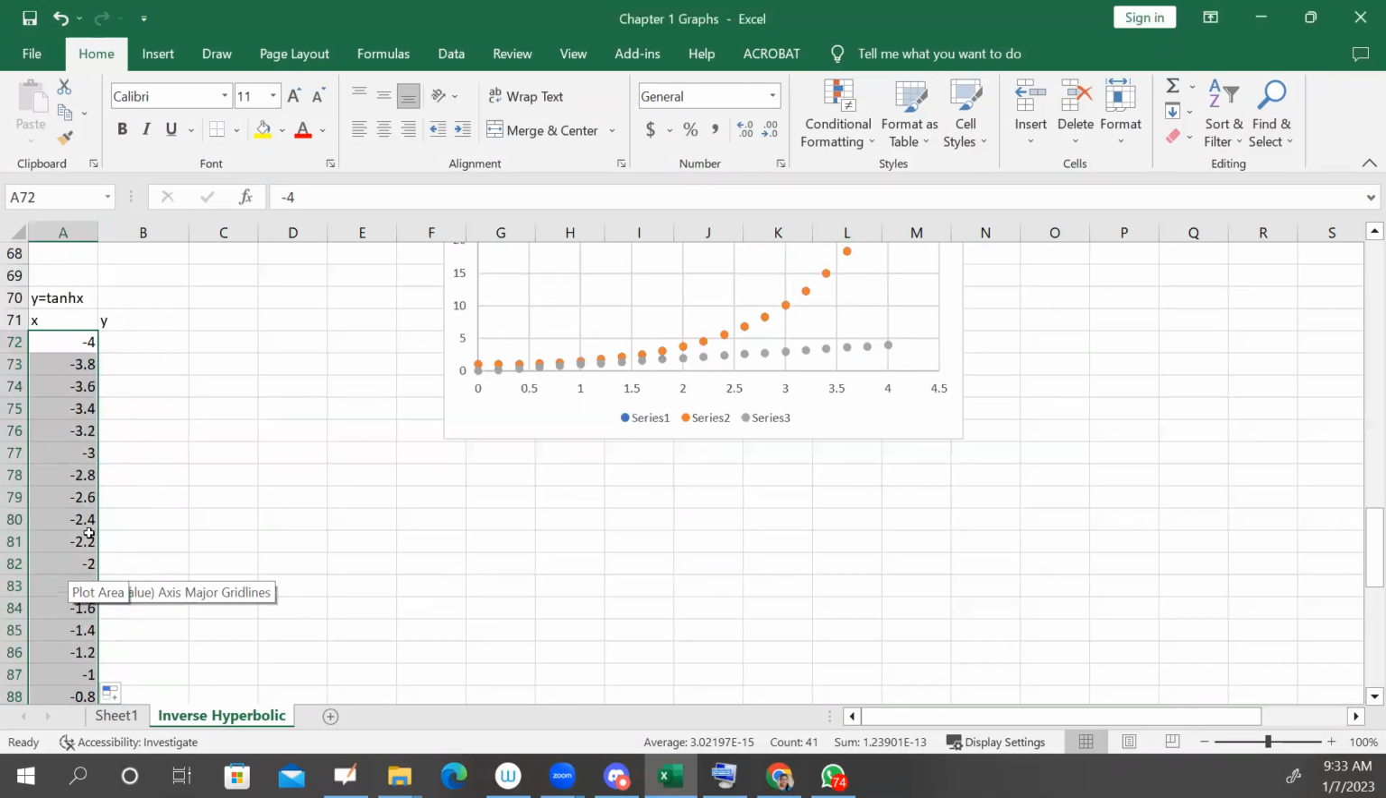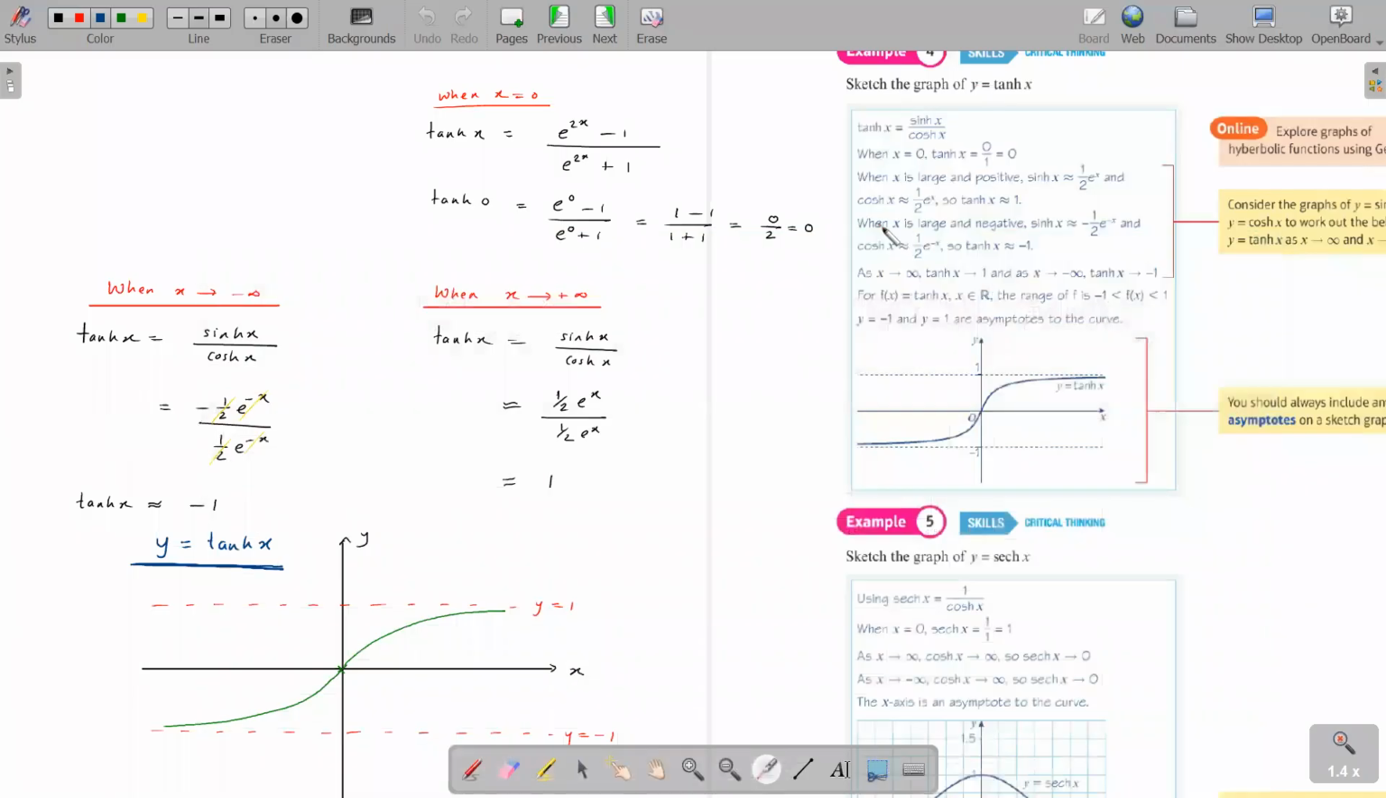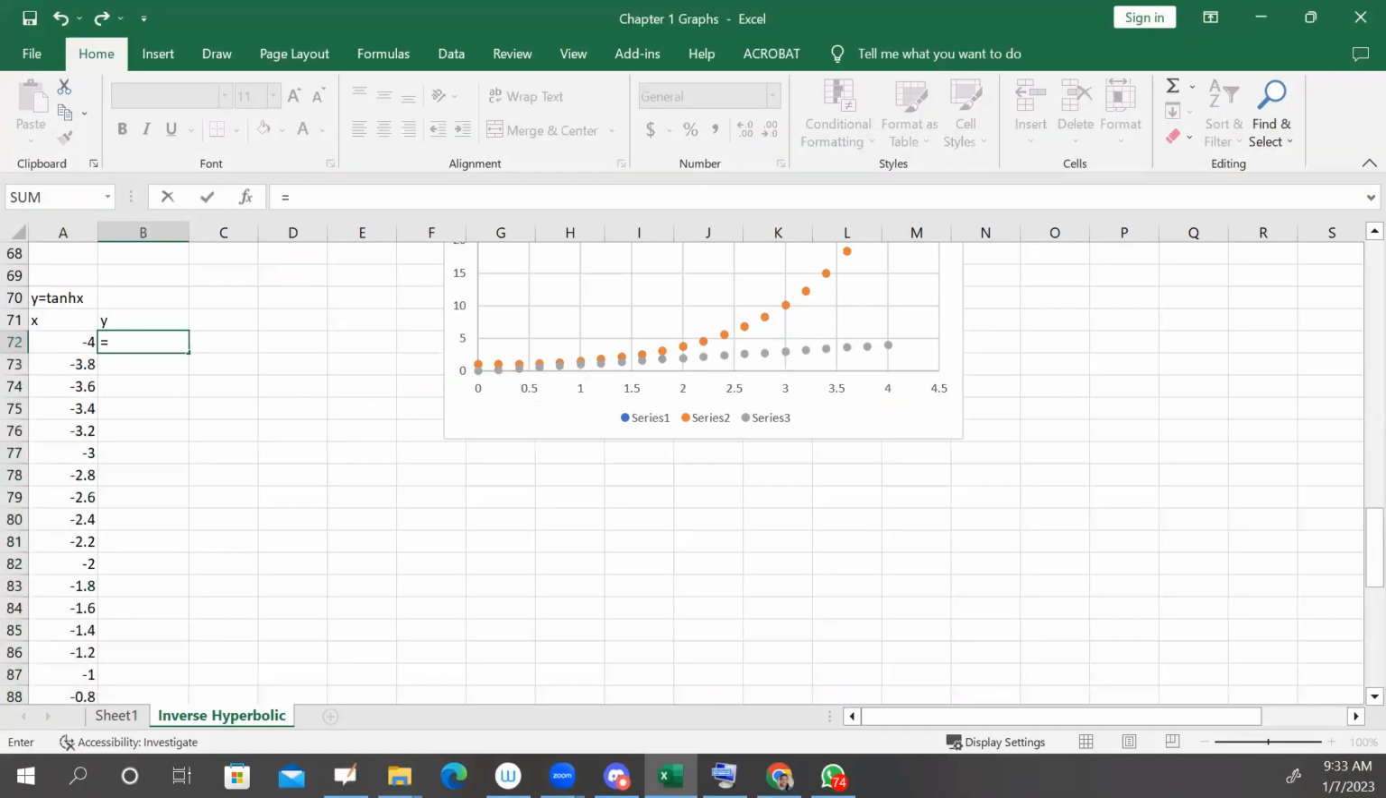So here, tangent: I have the x values, and then the y values are going to be, guys, the equation. So it was e to the power 2x. You need to remember the equation for tangent, right? So it was e to the power 2x minus 1 over e to the power 2x plus 1. All right, so we'll give the equation.